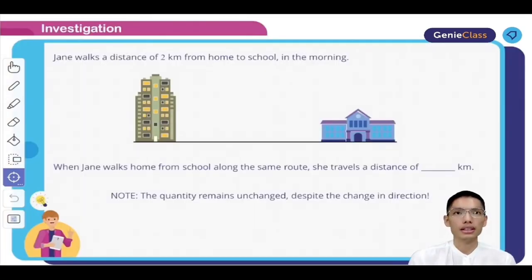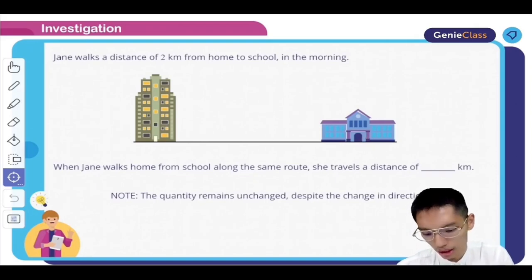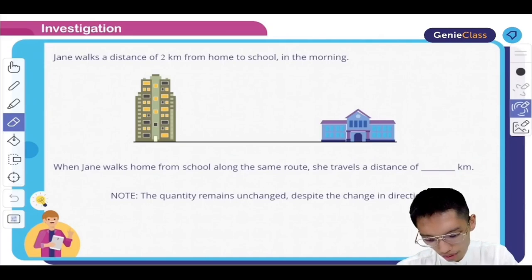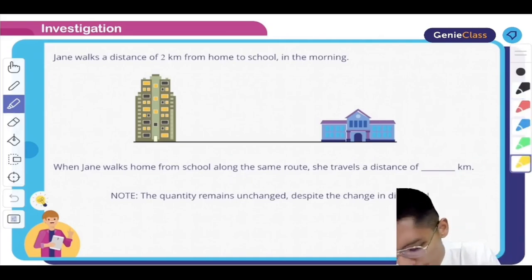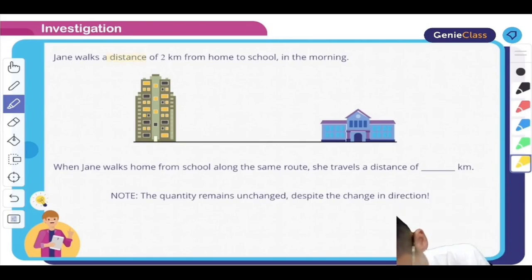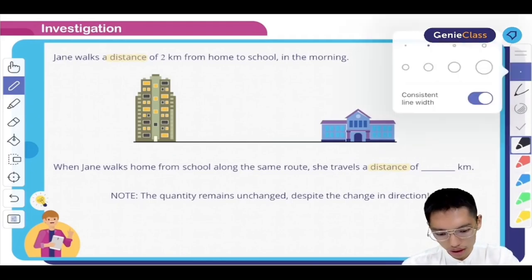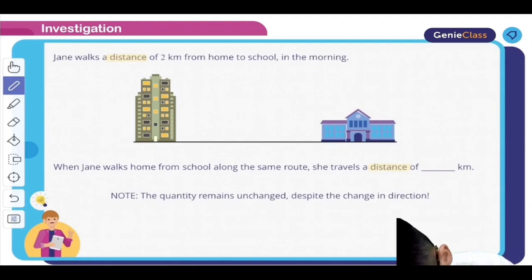Okay, so let's investigate. Suppose Jane walks a distance of 2 km from home to school in the morning. So from home to school is 2 km. However, when Jane walks home from school along the same route, does the distance change? It doesn't, right? Because it's the same distance that we are looking at, and in this case it's also 2 km.